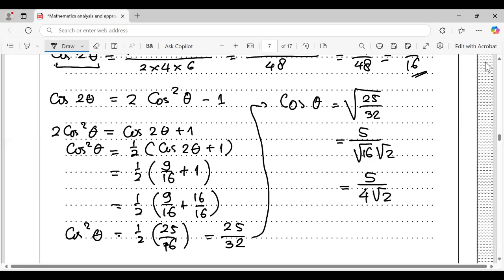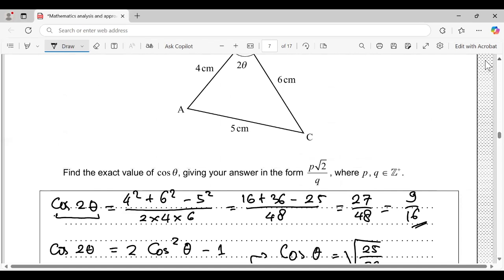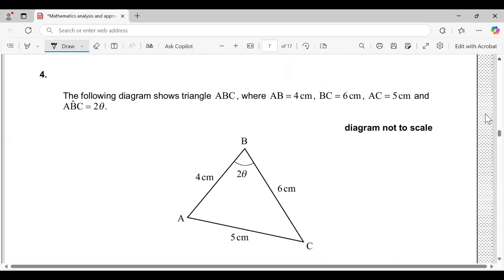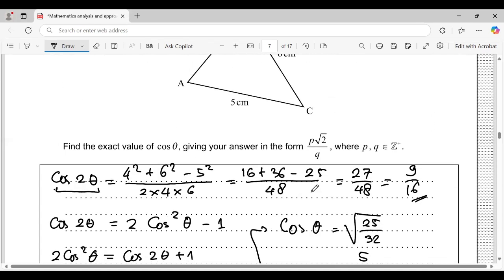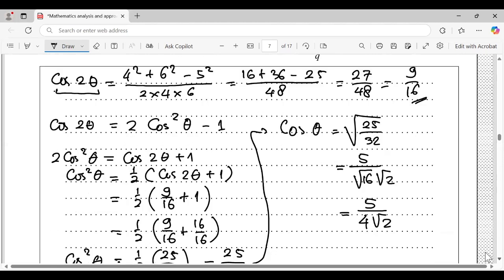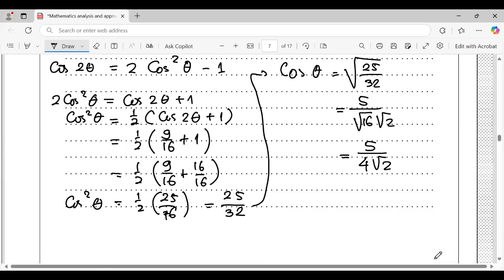Okay, let me look at the question first. According to the question, we set the answer in the form p square root 2 over q. It means p is the numerator and q is the denominator. So we can state that p equals 5 and q equals 4. That one.